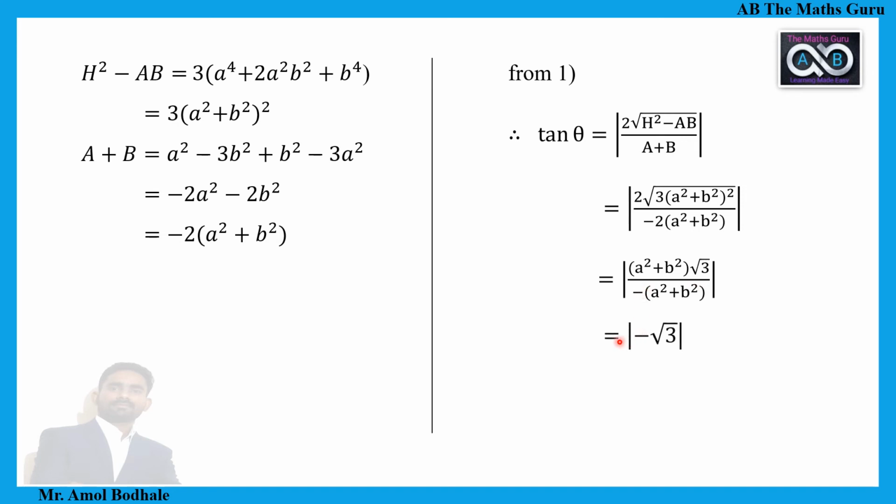So we get tan theta equal to minus root 3, and if we take the modulus, we get tan theta is root 3. As we know, the tan will be root 3 for angle 60. So therefore we get theta equal to 60 degree, which is pi by 3.